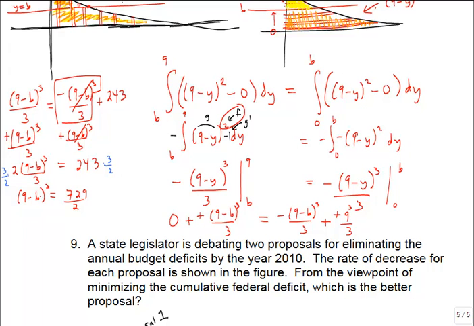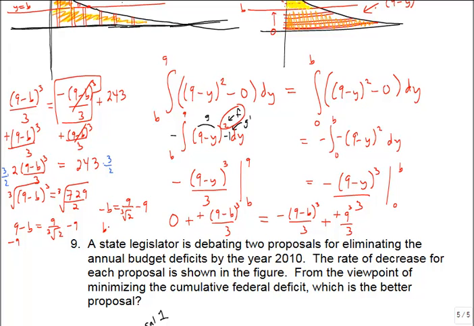Now I'm going to undo the cube by taking a cube root of both sides. So I get 9 minus b by itself. And the cube root of 729 is just 9. And on the bottom I'll get cube root of 2. If I subtract 9 from both sides, I get negative b equals 9 over cube root of 2 minus 9.